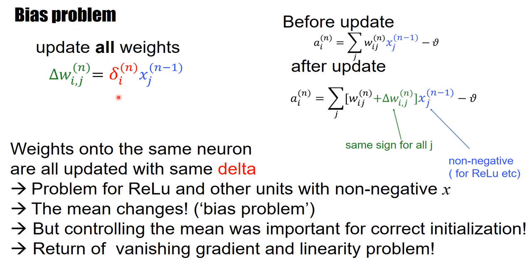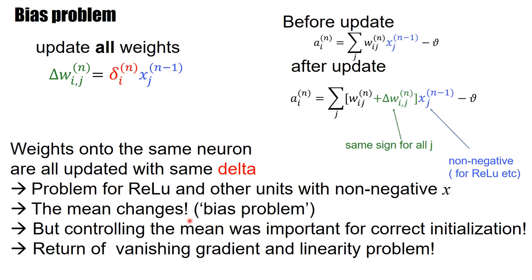I discussed that this leads to a zigzag for the weight updates, but another implication is this bias problem. Let's look at the mean activation of this neuron i in layer n before the update step. It's given by this formula. Now after the update, we have to add these changes in the weights, but as just discussed, they all have the same sign. So they are all non-negative or all non-positive. So if this x_j itself is non-negative for all j, which is the case for the ReLUs, that means that the mean activation changes, the bias changes.